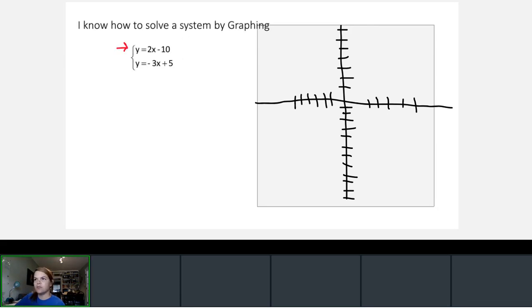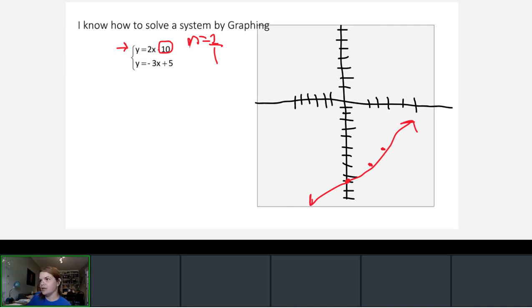So the top line has a y-intercept of -10. So I'm going to come down 1, 2, 3, 4, 5, 6, 7, 8, 9, 10, and put my y-intercept right here. My slope is 2. Okay, so that's like 2 over 1. So I'm going to go up 2 and to the right 1, up 2 and to the right 1, and go ahead and draw my line. Hopefully yours is straighter than mine. So that's how I graphed the first one.